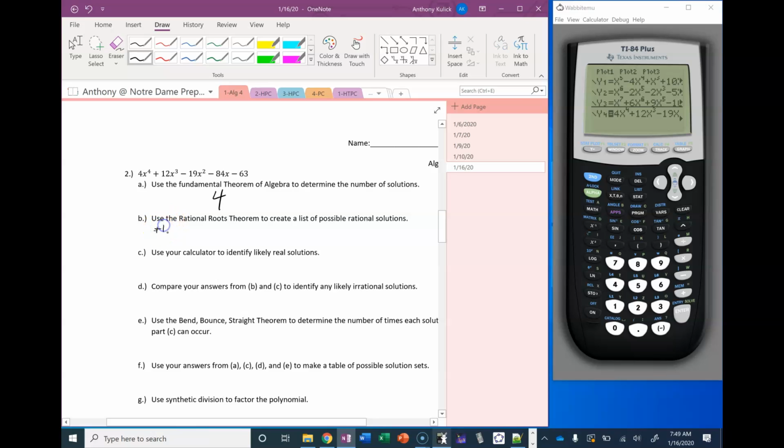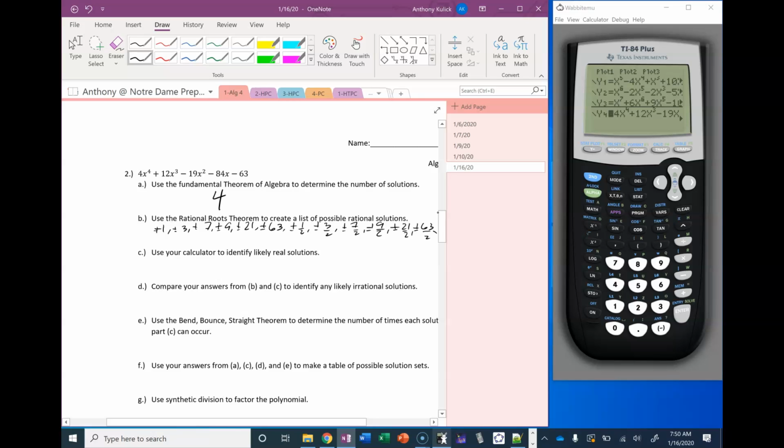So plus or minus 1, 3, 7, 9, 21, 63. Okay. There's more. What else do I have? How about 1 over 2, 3 over 2, 7 over 2, 9 over 2, 21 over 2, 63 over 2.